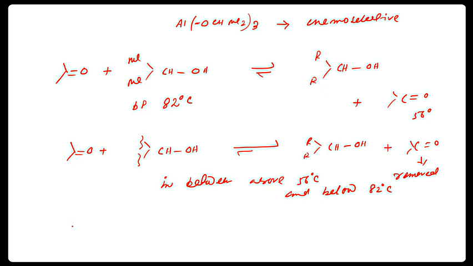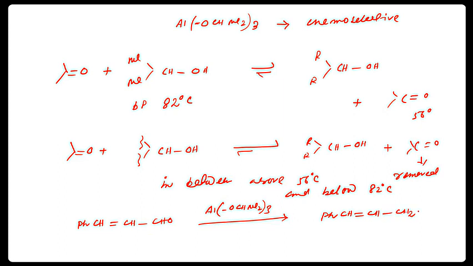Then what will happen? Let's say we have these things: CH, double bond CH, CHO. We have used aluminum isopropoxide, maybe to whole 3. Then it will reduce this to the corresponding alcohol, and it will not reduce the CH double bond CH. So chemoselective.